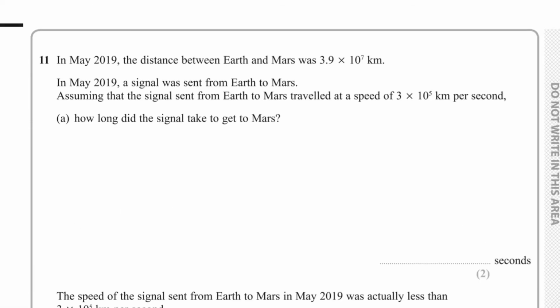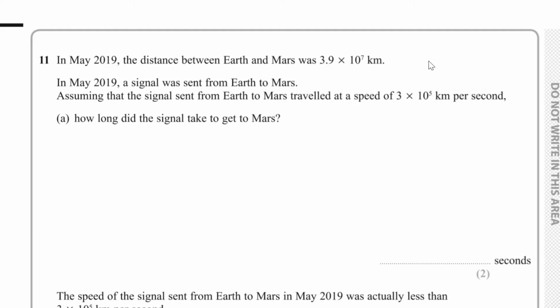Question 11. In May 2019, the distance between Earth and Mars was 3.9 times 10 to the 7 kilometers. In May 2019, a signal was sent from Earth to Mars. Assuming that the signal sent from Earth to Mars travelled at a speed of 3 times 10 to the 5 kilometers per second, we have to find out how long it took the signal to get to Mars. Well, here we have a speed, here we have a distance, we're finding out the time.